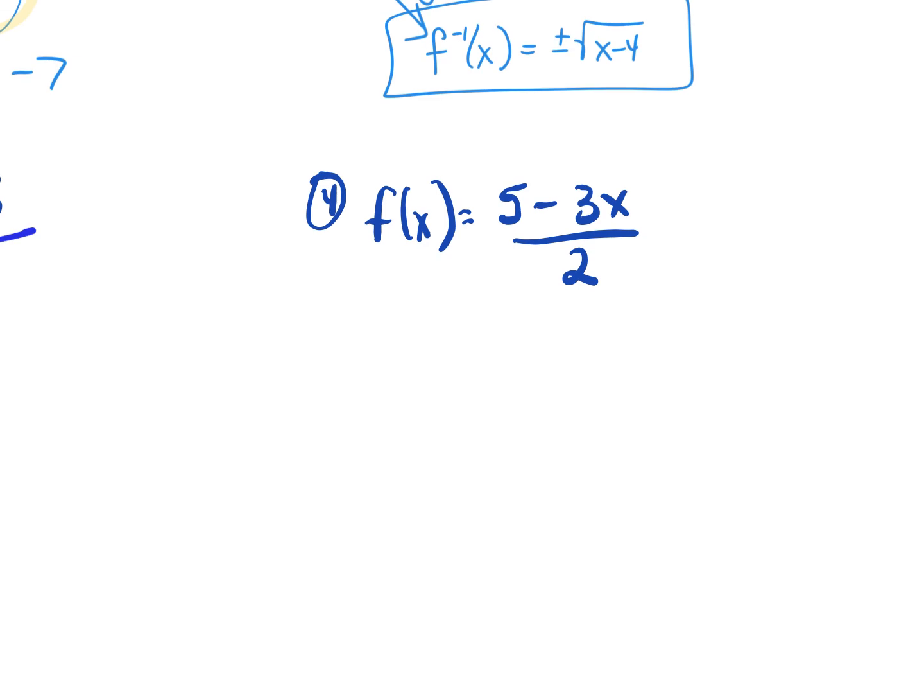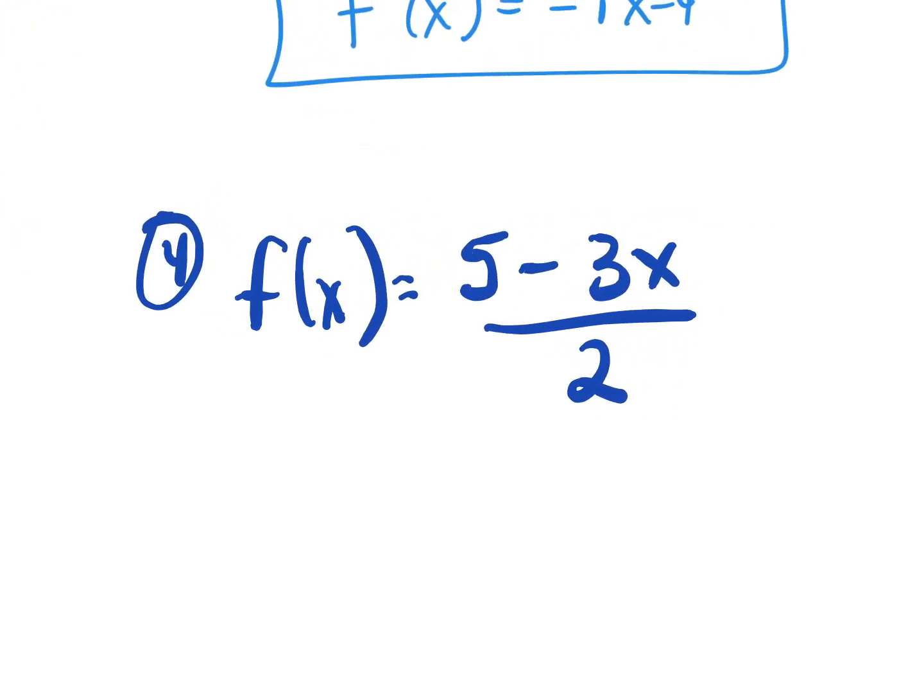Let's scoot on over here. Becomes a little redundant, but that's good. We want to get into some sort of a rhythm. What's the first thing I do with f of x? I'm going to cross it off and change it to a y. I skipped a step there. So y equals 5 minus 3x divided by 2.